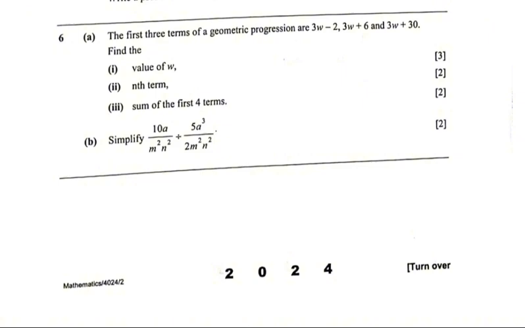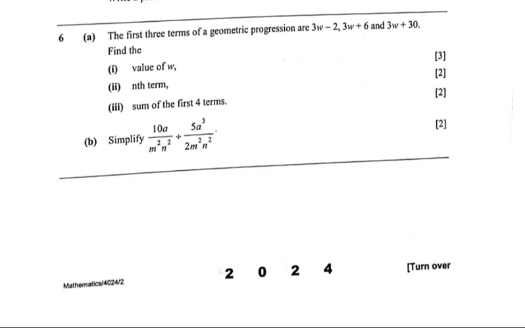Then on 6b, the question is: simplify 10a over m squared n squared, divided by 5a to the power 3 over 2m squared n squared. So that part has got 2 marks as well.